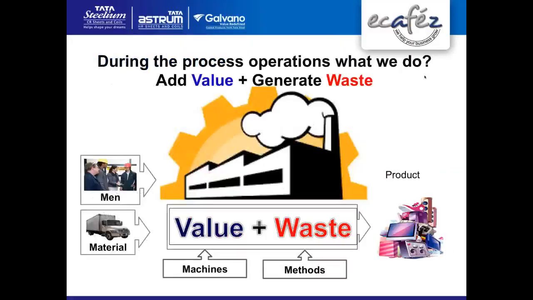And he realized that to improve profitability and customer value, we have to minimize waste. That is going to help reduce the cost, improve productivity, improve profitability, and improve customer satisfaction. This was seen by Taiichi Ohno, and he focused on elimination of waste. This is the most important aspect of lean manufacturing.